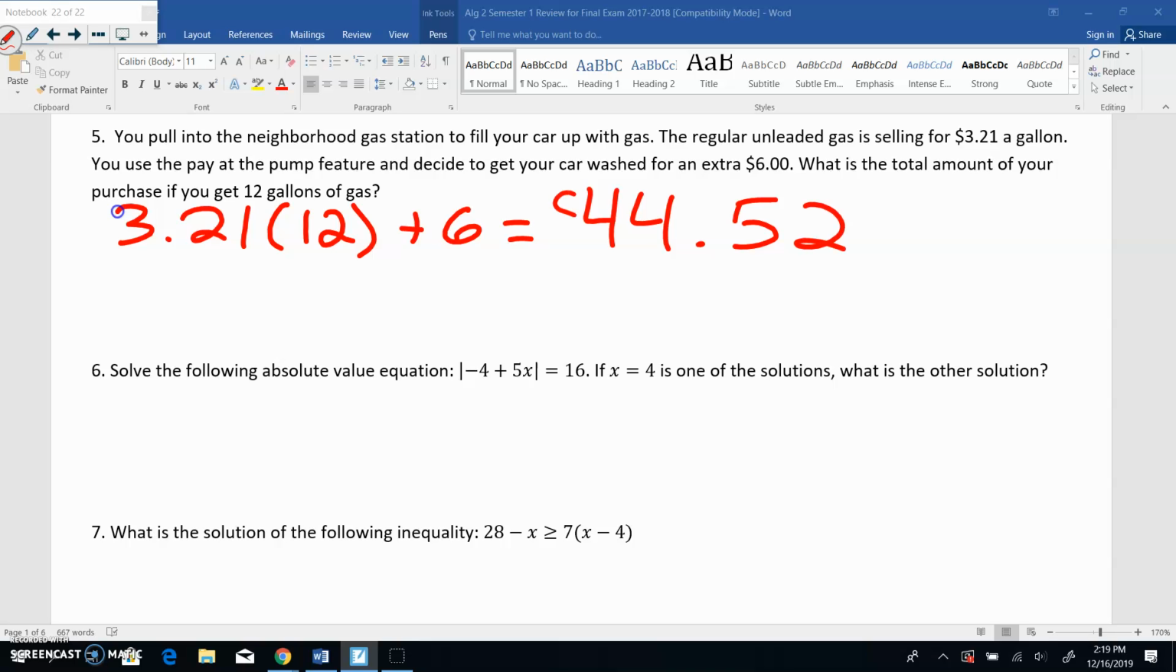44.52. Guys, we cannot be afraid of decimals, okay? It will happen every now and then, so don't be afraid of it. It will happen at least once on this test, okay?